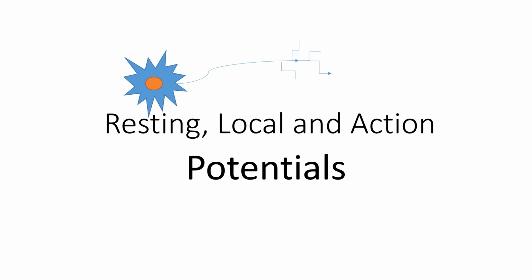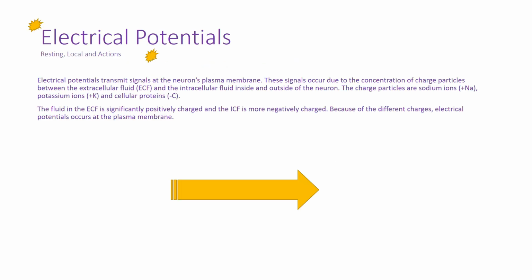We are going to be talking about potentials today. Electrical potential transmits signals at the neuron's plasma membrane. These signals occur due to the concentration of the charged particles between the ECF and the ICF. Inside and outside of the neuron, the charged particles are sodium ions, potassium, and cellular proteins.